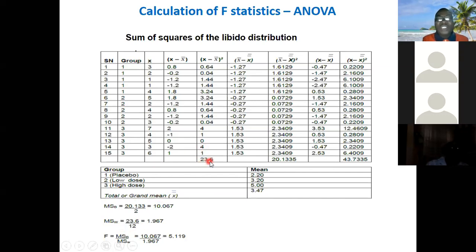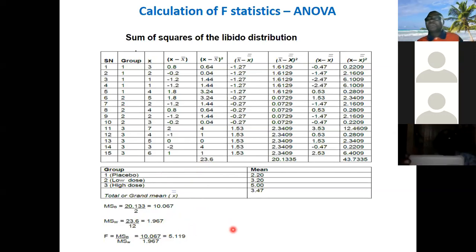Now, the variance within, which is this one, within. Look at it: 23.6 divided by the degrees of freedom. The degrees of freedom is 12. You know why it is 12? There are 2 ways to do it. Each group is n minus 1. There are 3 groups, so 5 minus 1 is 4, 5 minus 1 is 4, and so 4 times 3 makes 12. Or you can bring everything together and say 15 minus 3, because there are 3 groups. So the degrees of freedom is 12 for the variance within. So 23.6 over 12, this is the variance.